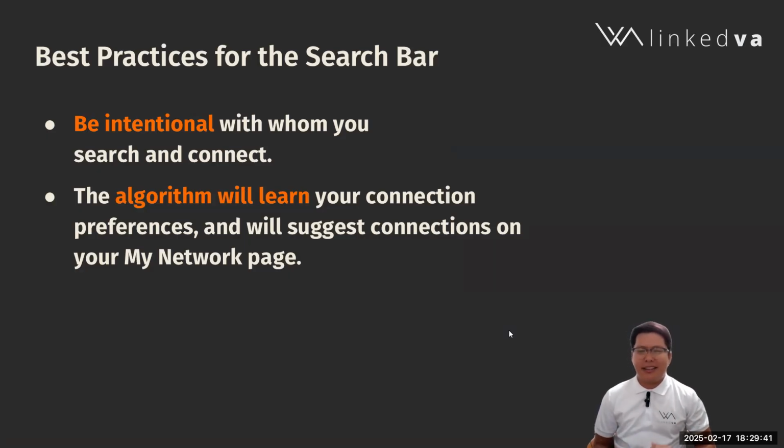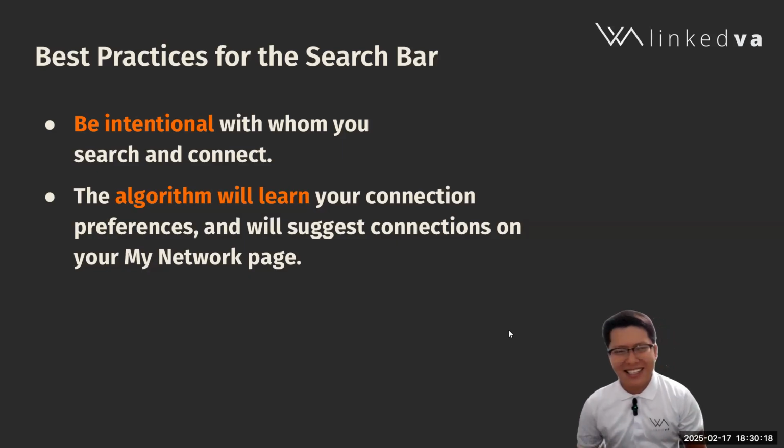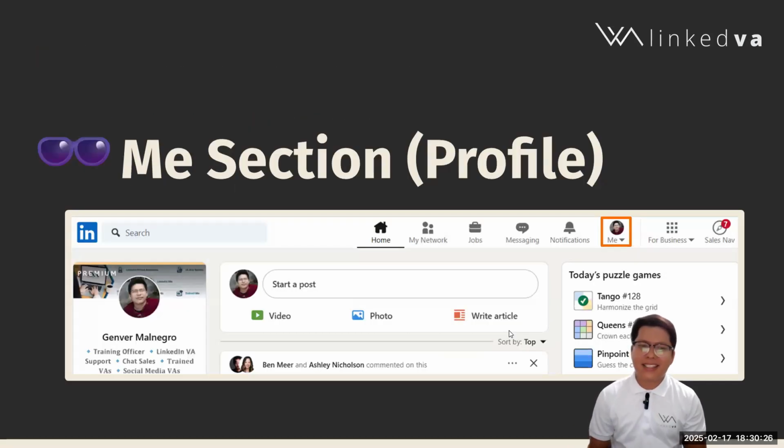Next, the algorithm will learn your connection preferences and will suggest connections to your My Networks page. So again, please connect to the relevant people first. Then LinkedIn will give you profile suggestions, and it'll make your life easier. Trust me.